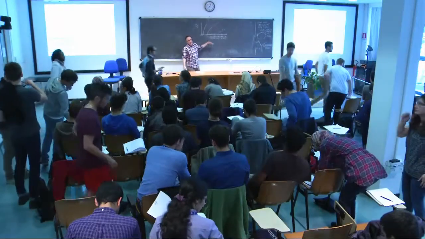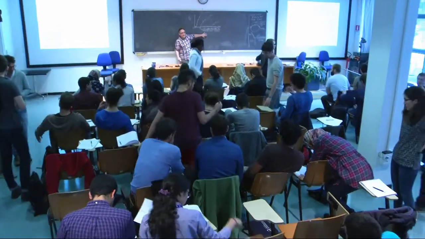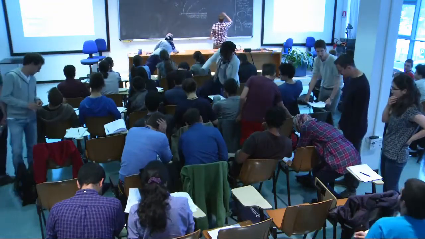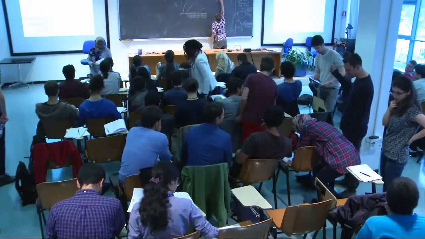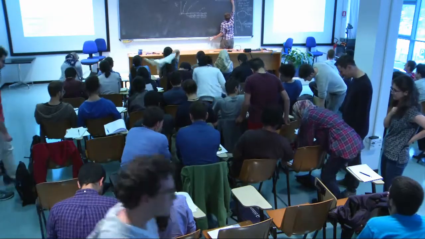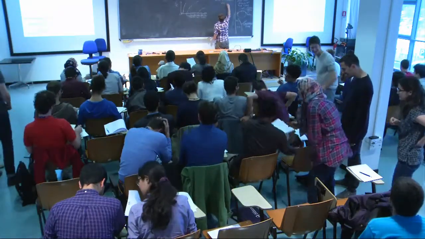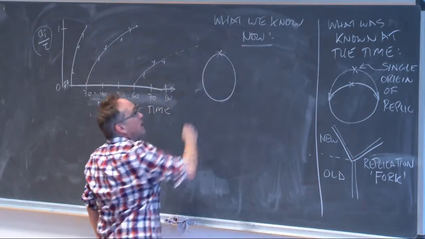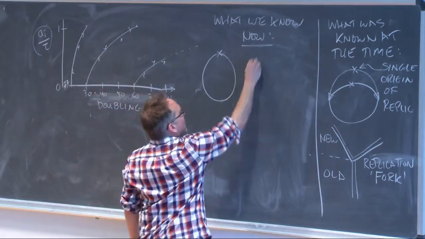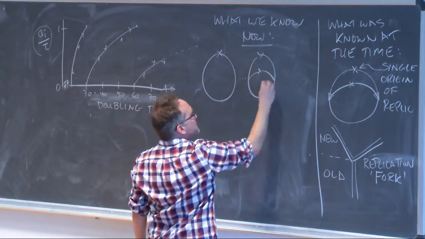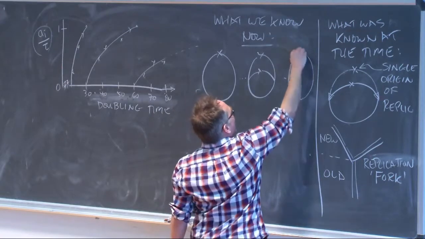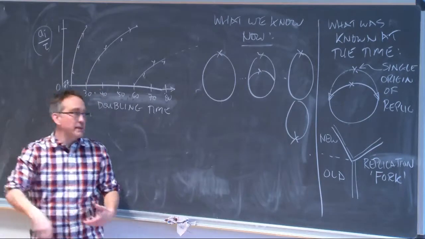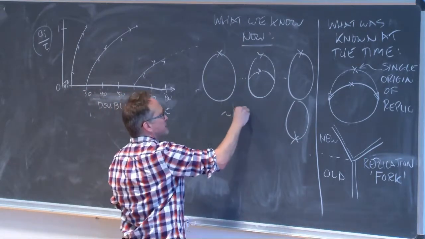Which is how they got this data, or how they rationalized this data, but I think it's easier for us in retrospect to figure this out. So what we now know is that to go from here to here to here, to fully replicate the DNA takes about 40 minutes.